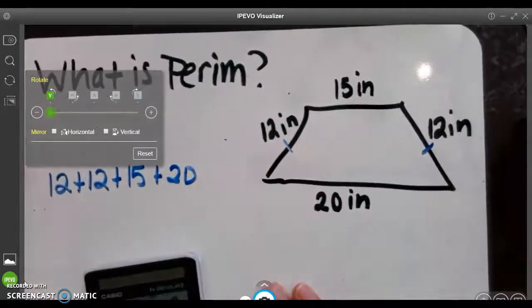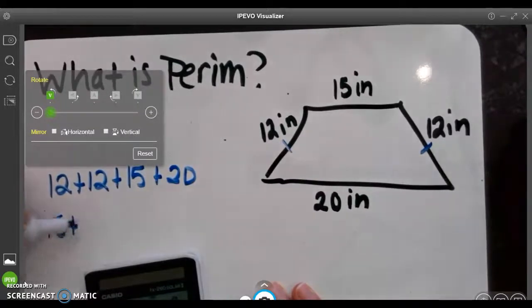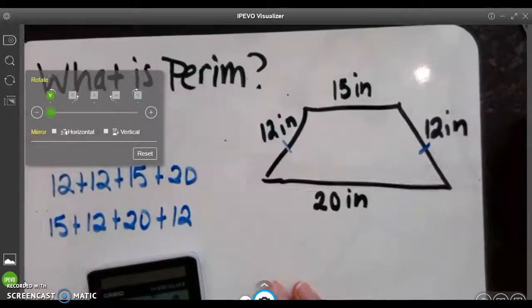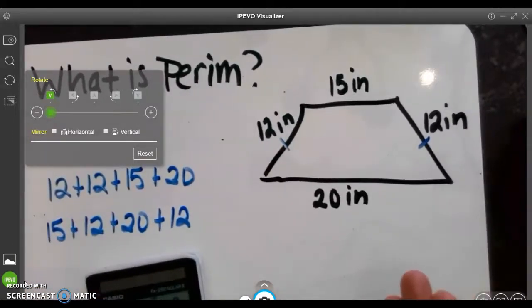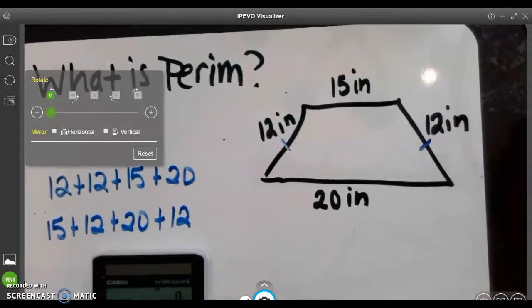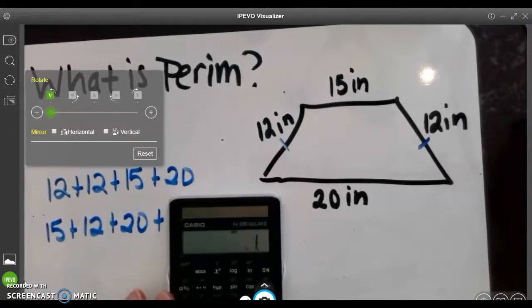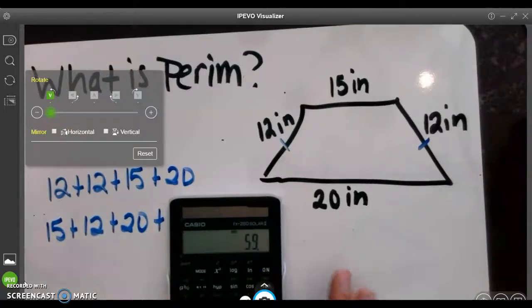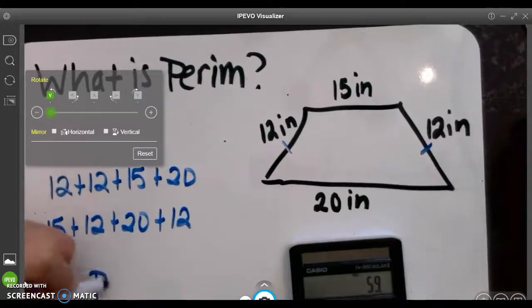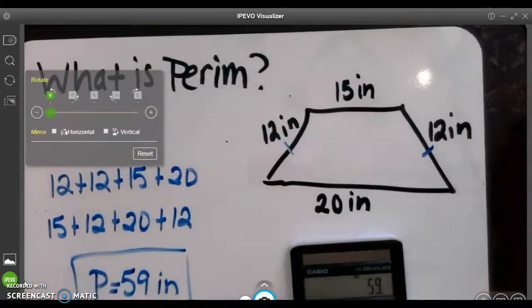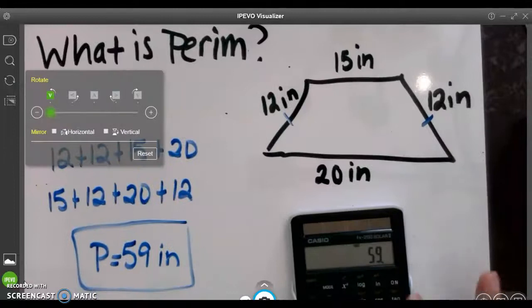When we do perimeter, it doesn't matter what order we go in. 15 plus 12 plus 20 plus 12 is the same 4 numbers. And remember, addition is commutative. 3 plus 2 is the same as 2 plus 3. It doesn't matter what order we add in, we get the same answer. So 12 plus 12 plus 15 plus 20 gives me a perimeter of 59 inches. Okay.